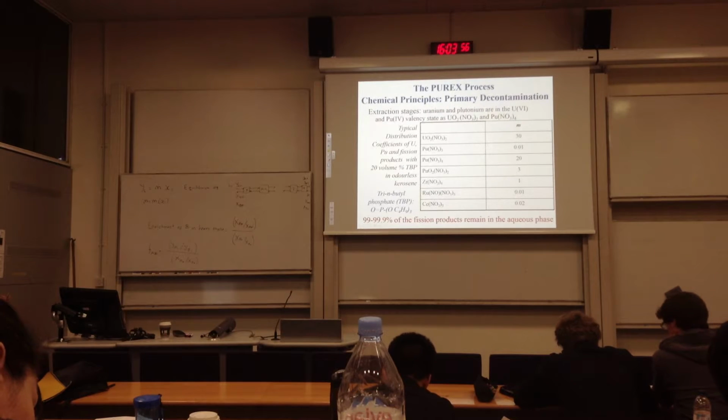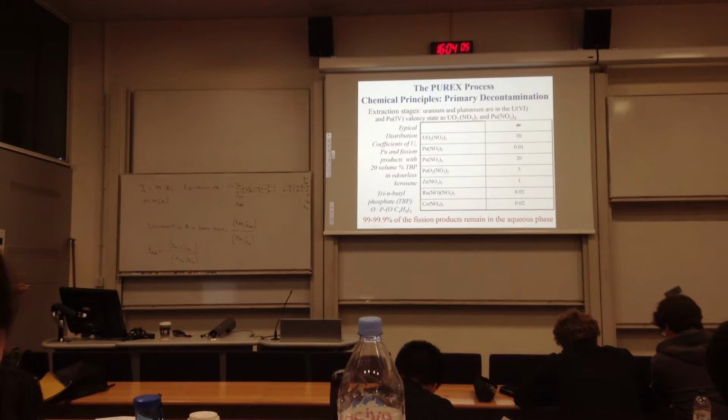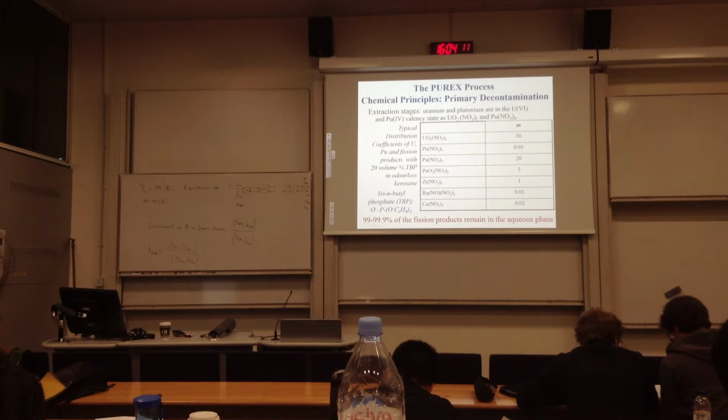So, do you know any way of changing the affinity of uranium? This table doesn't say much. It just gives a number of 30, which looks good. It's even higher than the best we have for plutonium.